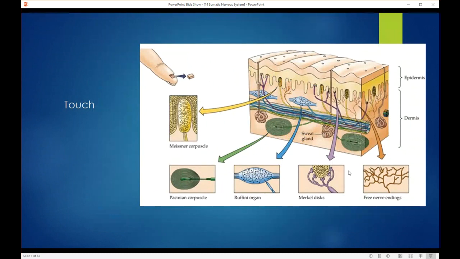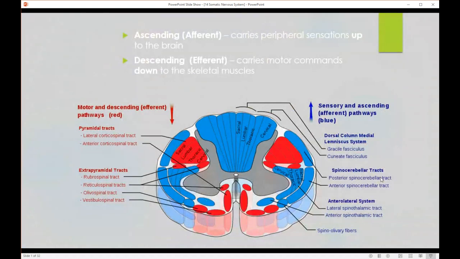Touch, we've gone into great detail with touch when we talked about the skin, but just to review, we have those free nerve endings, we have the Merkel discs, the Ruffini organs, the Pacinian corpuscles, and the Meissner's corpuscles. Those Meissner corpuscles are going to be for light, gentle touch. The Pacinian corpuscles are going to be for deeper pressure. Ruffini organs sort of has to do with pressure. Merkel discs are also for fine touch perception, and then the free nerve endings are generally for pain.